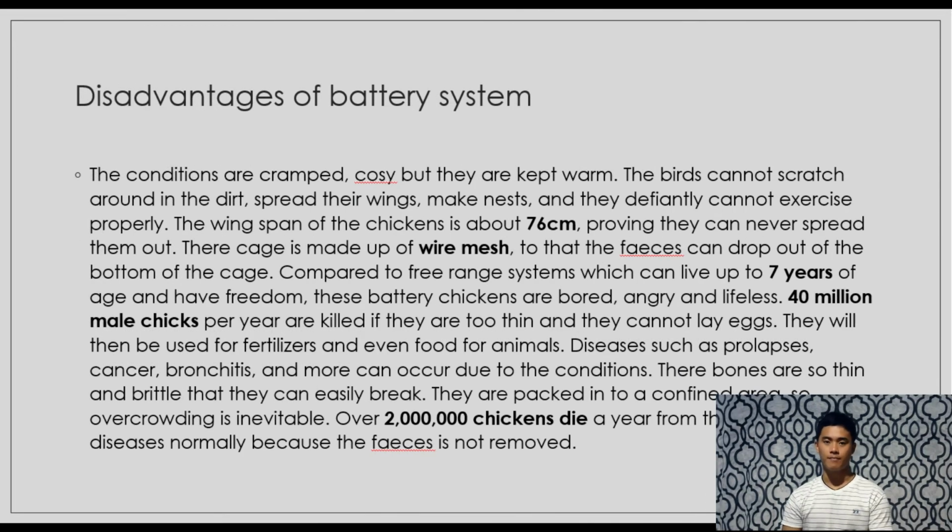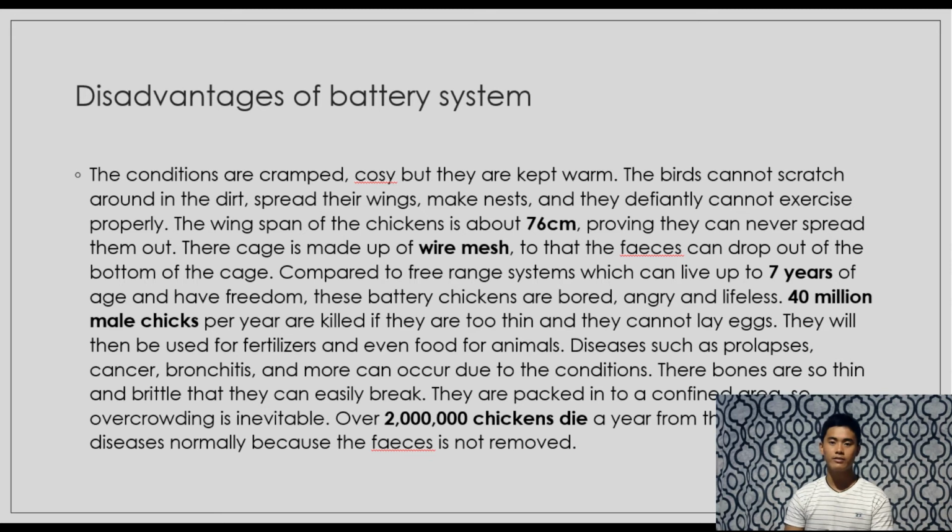Disadvantages of battery system. The conditions are cramped and cozy, but they are kept warm. The birds cannot scratch around in the dirt, spread their wings, make nests, and they definitely cannot exercise properly. The wingspan of the chickens is about 76 cm, proving they can never spread them out. Their cages are made of wire mesh so that the feces can drop out of the bottom of the cage. Compared to the free-range system, where chickens can live up to 7 years of age and have freedom, these battery chickens are bored, angry, and lifeless.